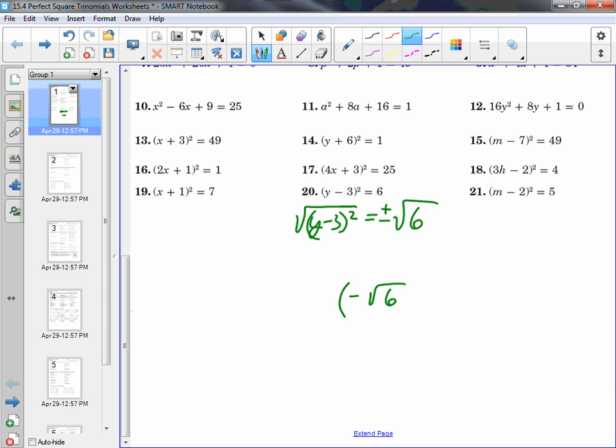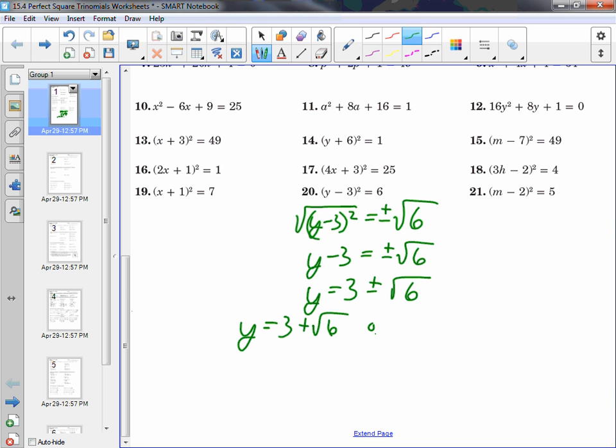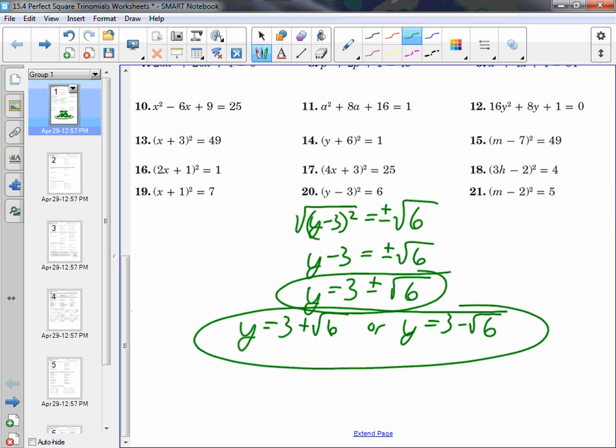Negative square root of 6 times negative square root of 6 would be positive 6. Okay? All right, so that means I get y minus 3 on the left equals plus or minus the square root of 6. Add 3 to both sides. I get 3 plus or minus the square root of 6. So y equals 3 plus the square root of 6, or y equals 3 minus the square root of 6. I'll take that as the answer, or I'll take that as the answer. Either one's fine for now. Does that help? All right, any others on worksheet 1?